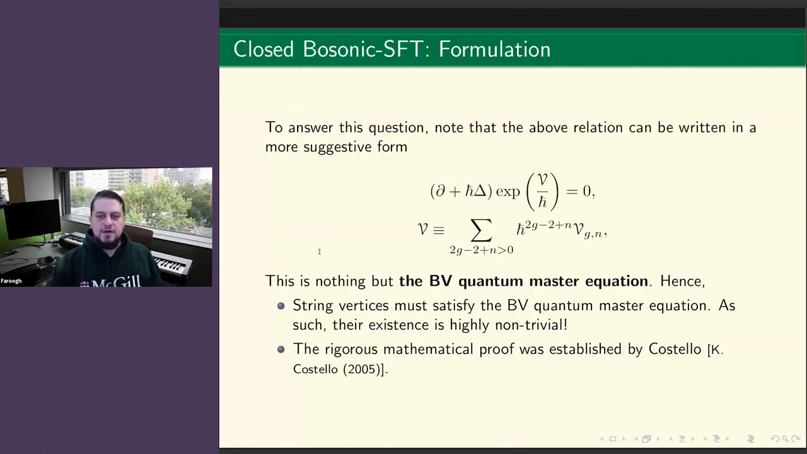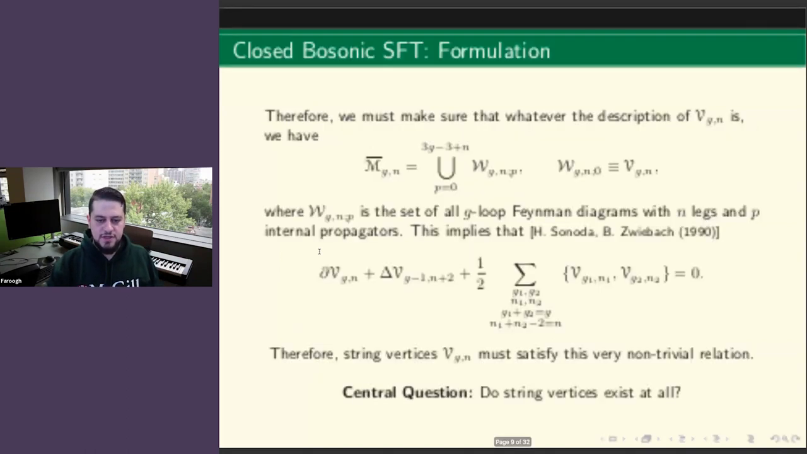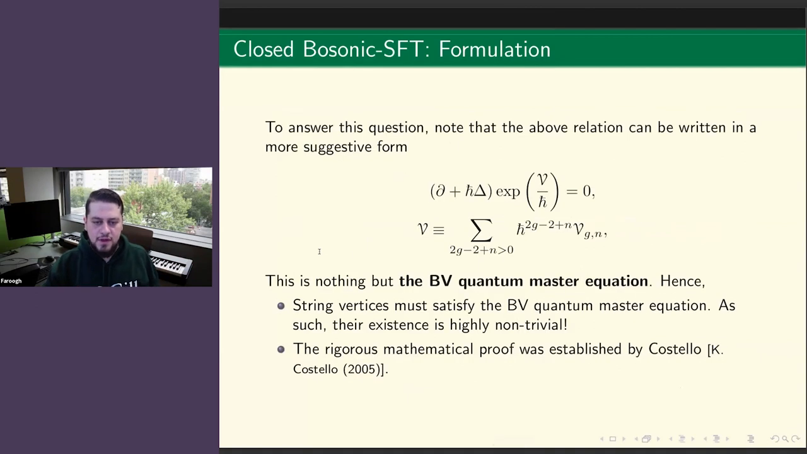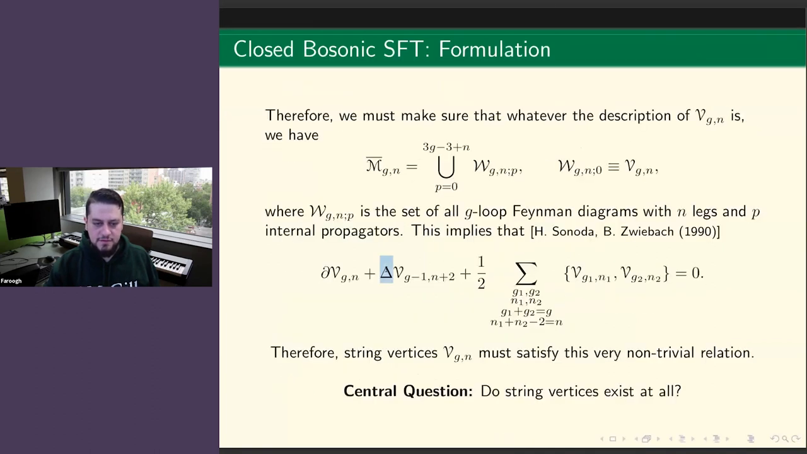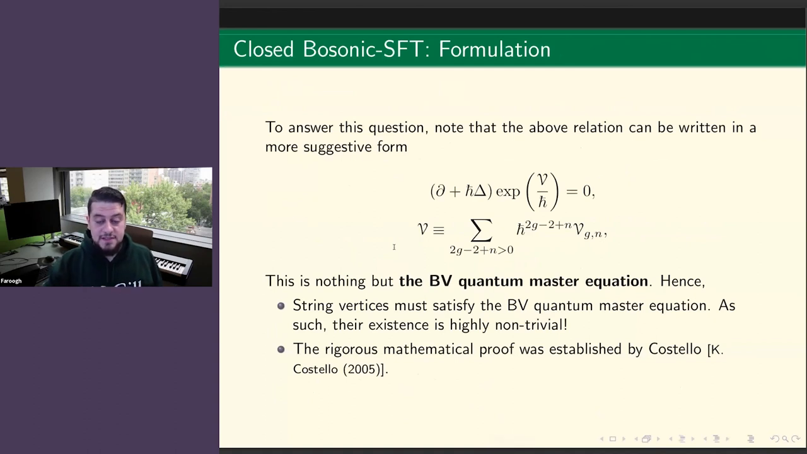To answer this question, we can write this equation in a more suggestive form. We consider this formal sum of string vertices, and then the equation that we had here can be conveniently written in this form. This is the boundary operation as before, and this is a delta for the gluing, because we have this antibracket that can be constructed from this data. And this is nothing but the BV quantum master equation. So if string vertices exist, they must satisfy the BV quantum master equation. So the question of the existence of the string vertex is whether there is a solution of the BV quantum master equation.